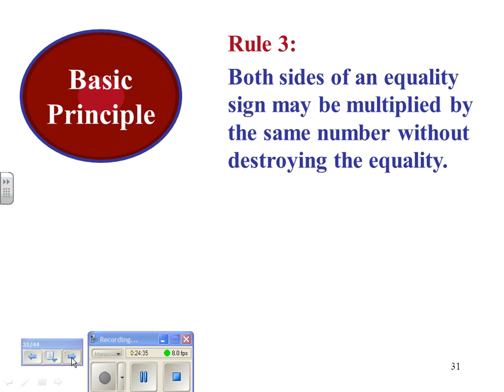Basic principle. Rule 3, both sides of an equality sign may be multiplied or divided by the same number without destroying the equality. By the way, I want to add one more, I forgot I should have put this in. I hope I watch this again before I present this PowerPoint presentation again. You realize what taking the reciprocal of something is? If you have 500, what is the reciprocal of 500? 1 over 500. You realize that if we take the reciprocal of both sides of something, it's okay? It's like multiplying or dividing, or taking the reciprocal. But in the second semester, that becomes a very important rule because, well, you'll see.